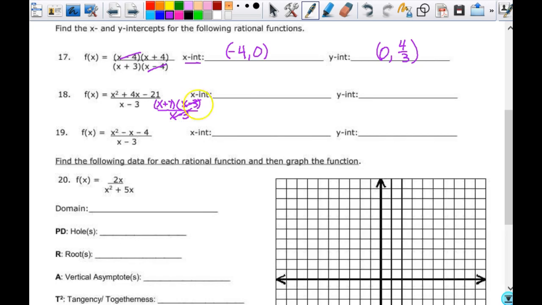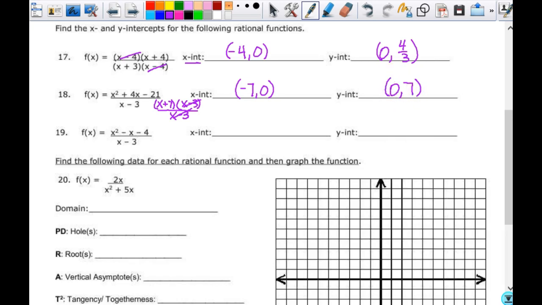I have a hole here, so since I have a hole here, that cannot be one of my roots. It is not one of my x-intercepts, so it's just negative 7, 0. When I plug 0 in for x, I get 7, so it's 0, 7.